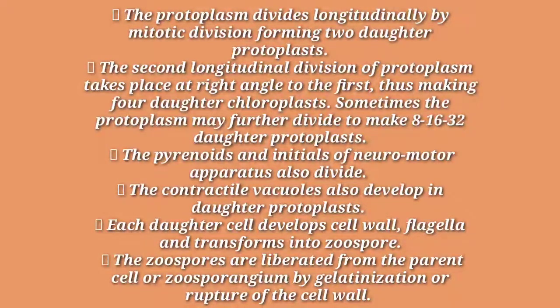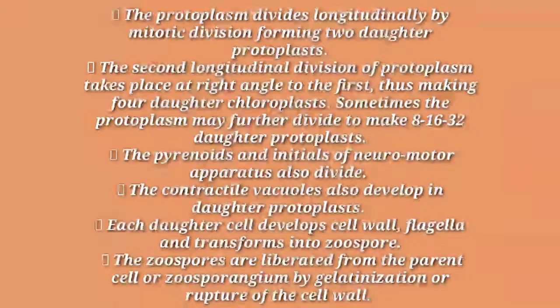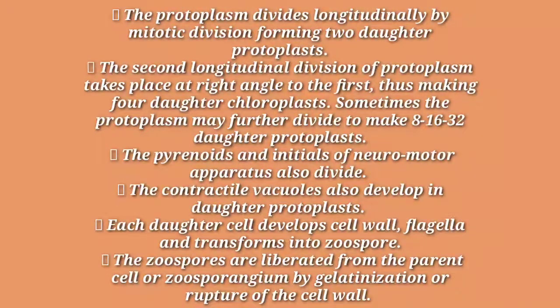Sometimes the protoplasm may further divide to make 8, 16, 32 daughter protoplasts. The pyrenoids and initials of neuromotor apparatus also divide. The contractile vacuoles also develop in daughter protoplasts. Each daughter cell develops cell wall, flagella and transforms into zoospore.